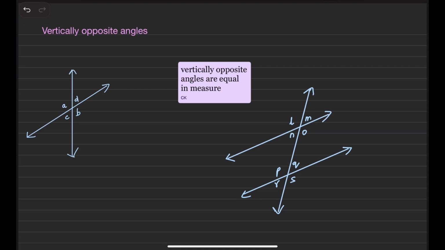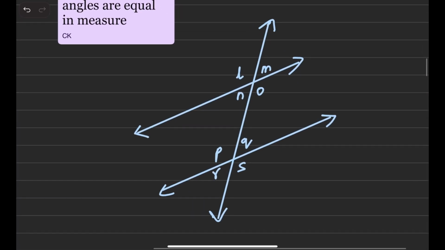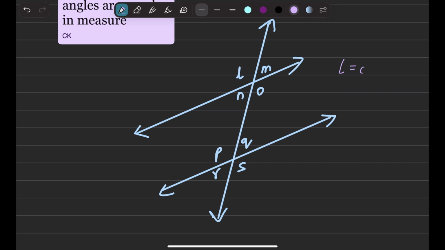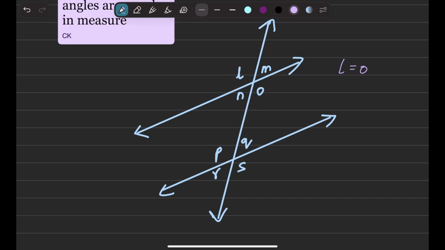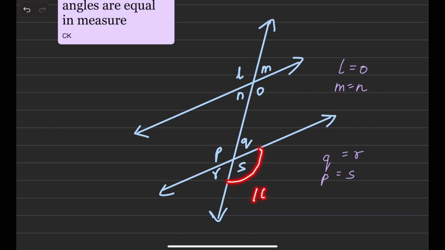So over here, let us see how many pairs of vertically opposite angles we have. Angle L is equal to O. This L is equal to O, vertically opposite. M is equal to N because they are vertically opposite. Q is equal to R. And P is equal to S. What do I mean by that? Suppose they have given you the measurement, say, of angle S is 100 degrees. Find angle P. Angle P is also 100 because vertically opposite angles are equal in measure, right?